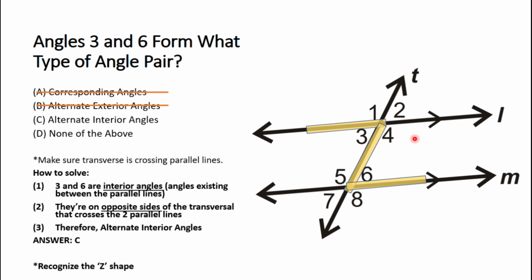What we also need to recognize is our Z shape. The Z shape helps us figure out the alternate interior angles. But in this case, 3 and 6 are not the only alternate interior angles. If we draw the Z shape on the opposite side, from here to here to here, in fact 4 and 5 would be alternate interior angles.